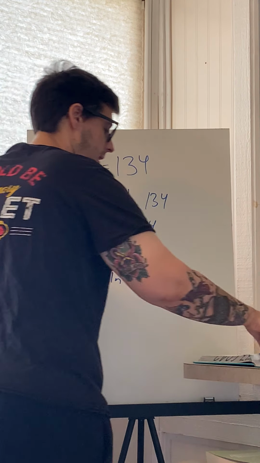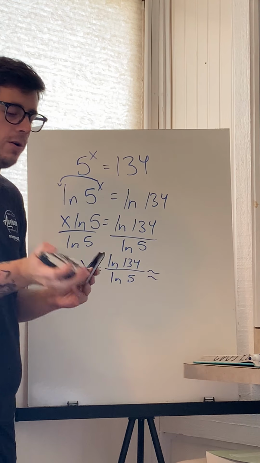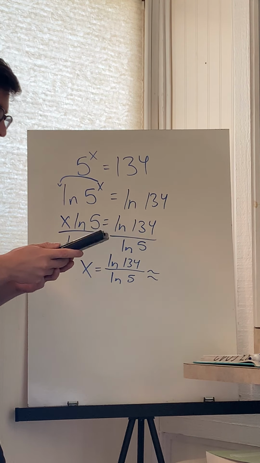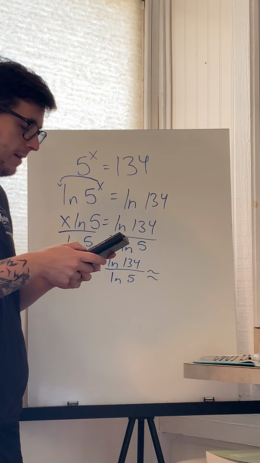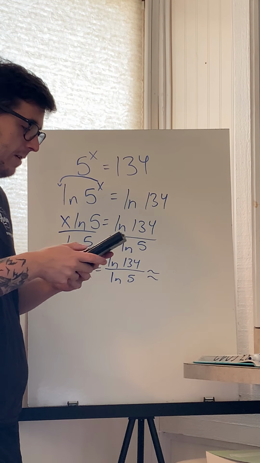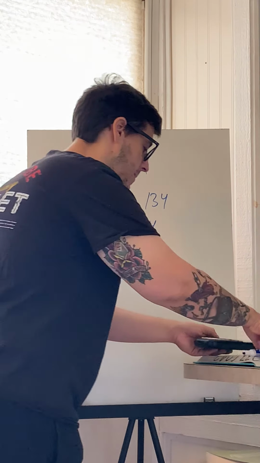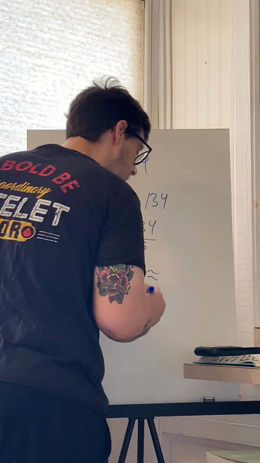If you wanted to give that an actual value, you would just go to your calculator. You would do ln 134 on top, ln 5 on bottom, hit enter, and it would be about 3.043.